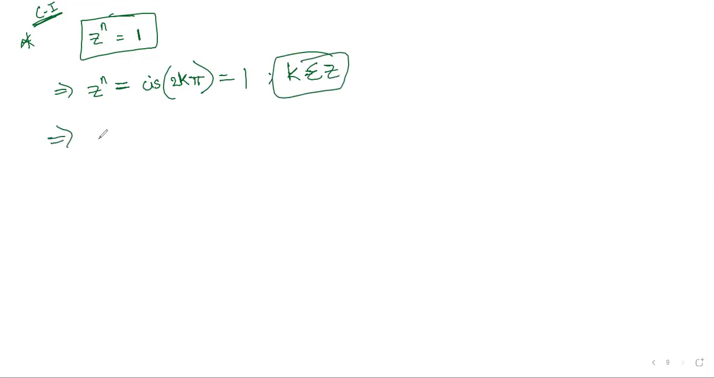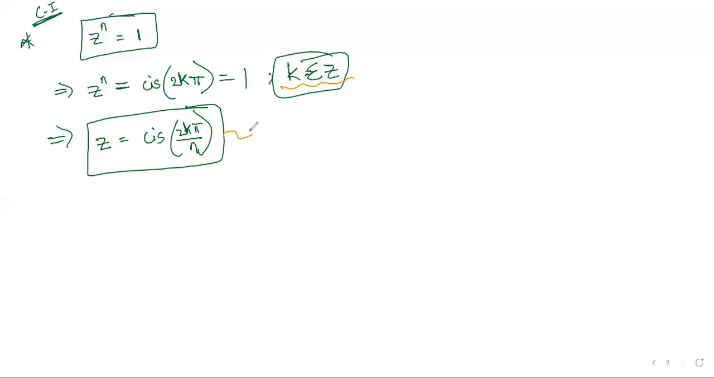But now using De Moivre's theorem, can I say z is equal to cis of 2k pi divided by n? Can we say this? Yes. This becomes very interesting. We said k is an integer. What are the integer values it can take? Let us start with 0 and see what all values it can take.